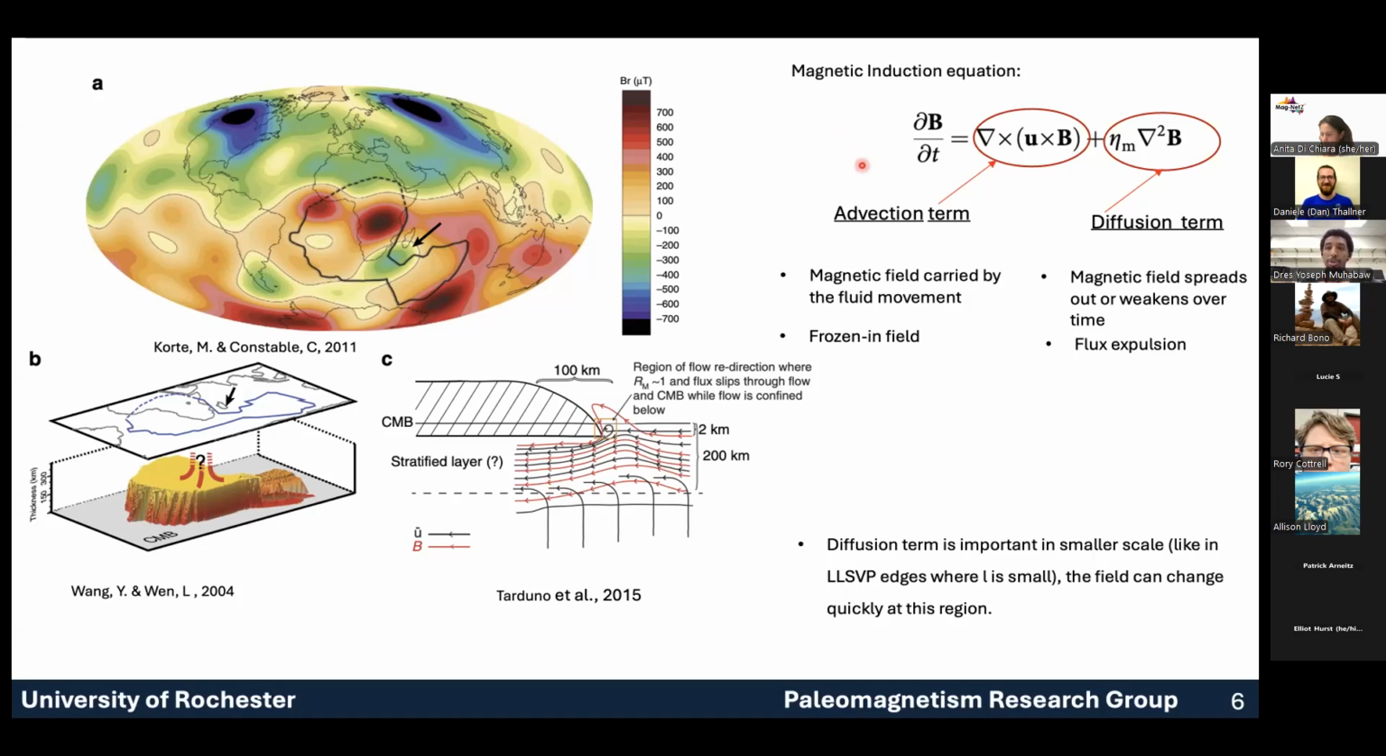From this magnetic induction equation, we have the advection term, which is more associated with the fluid flow, that means the dominant Earth's magnetic field, and this diffusion term is associated with the magnetic field spreading out or weakened over time due to this magnetic expulsion nature. So why is this diffusion term important? We are talking about a smaller scale. Especially in this large low shear velocity province, H is large while L is smaller, so the field can change quickly in this region. So they use the magnetic induction equation just to describe how the Earth's magnetic field might look in this region.